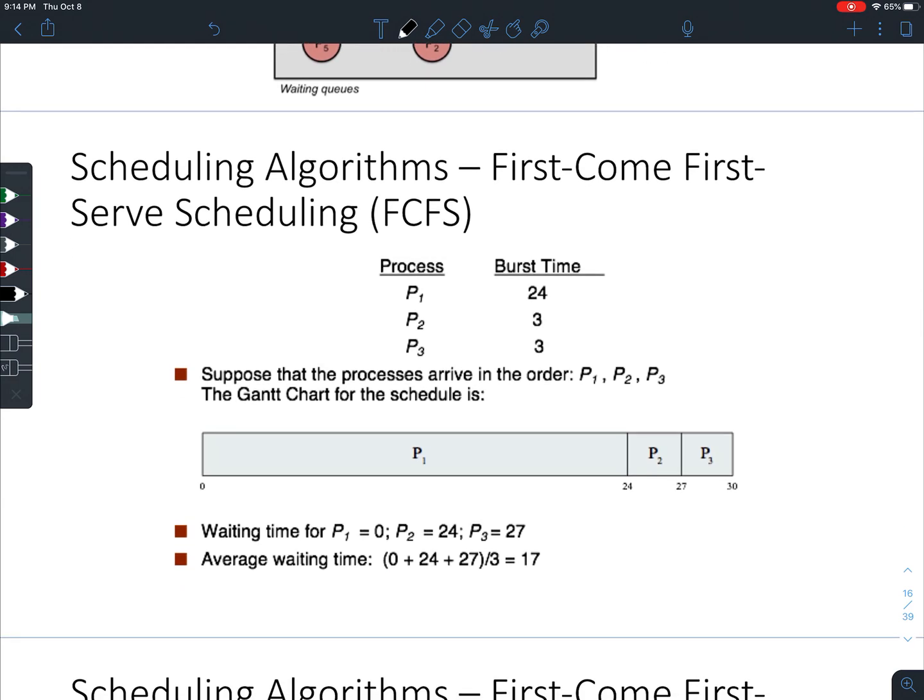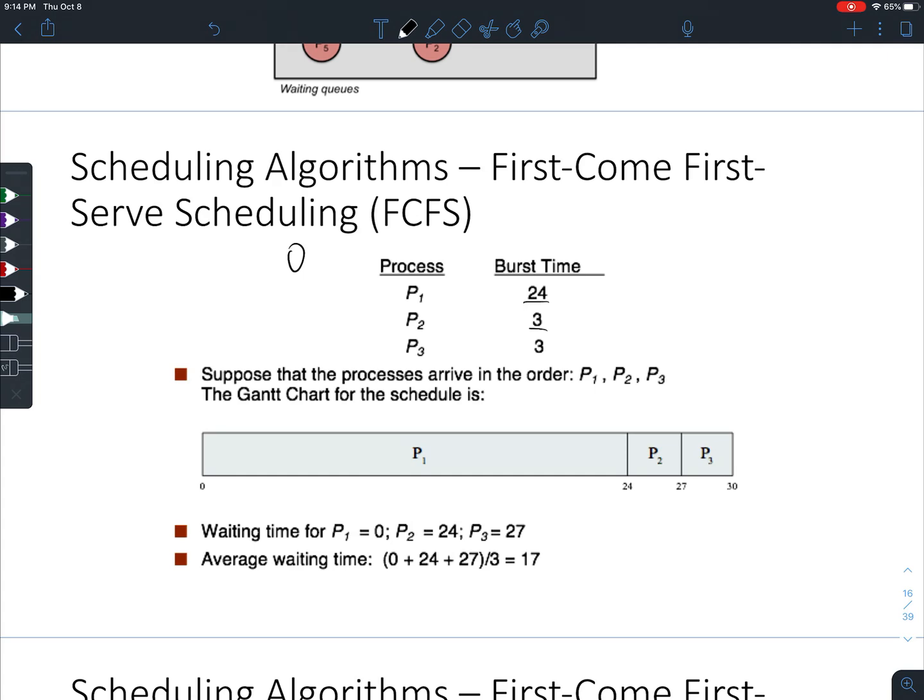Here let me give you an example. Suppose at time zero we have three processes ready to run, P1, P2, and P3. Even though they are ready at the same time, there is an order between them. We say P1 is before P2 and P2 is before P3. The CPU burst times for them are 24, 3, and 3. So we basically want to figure out what the waiting time is for these processes.